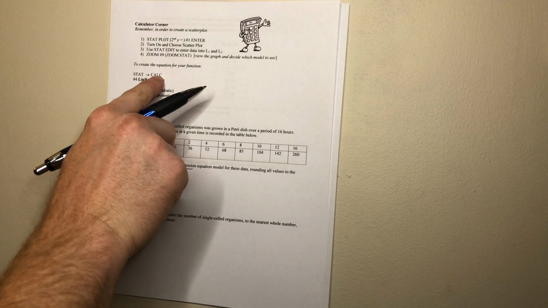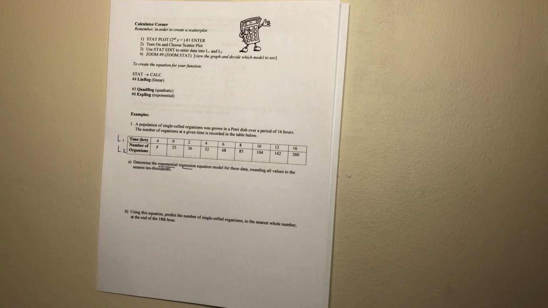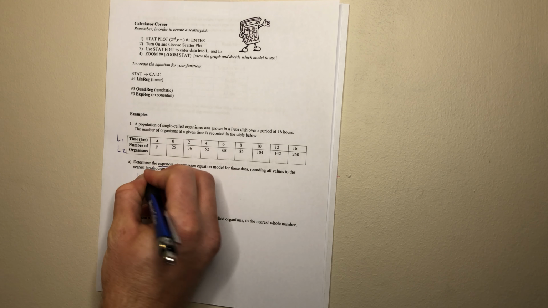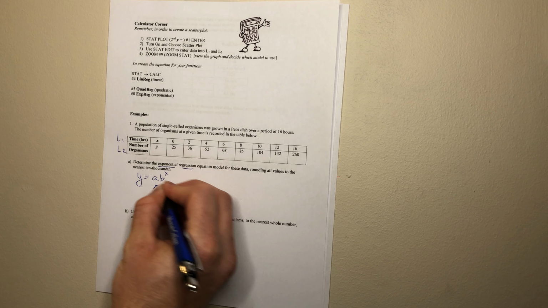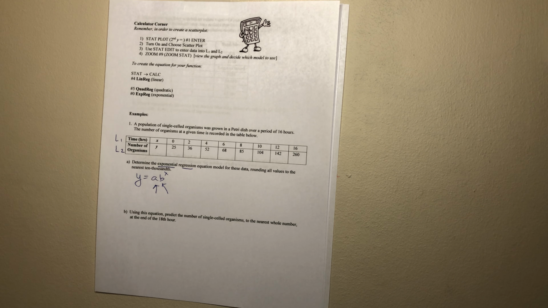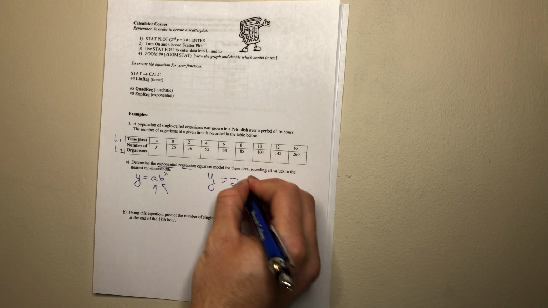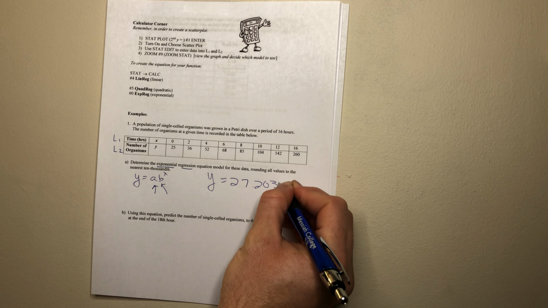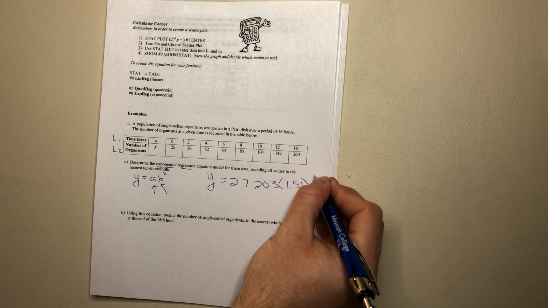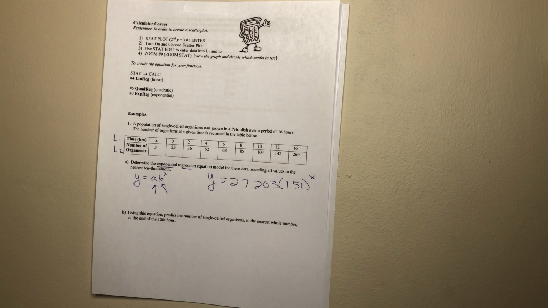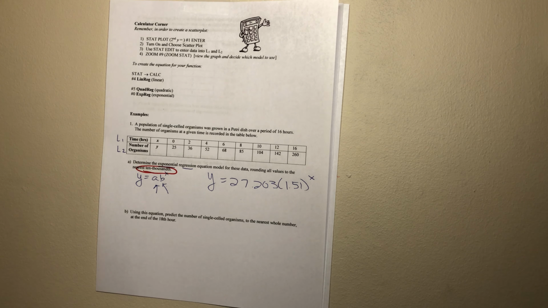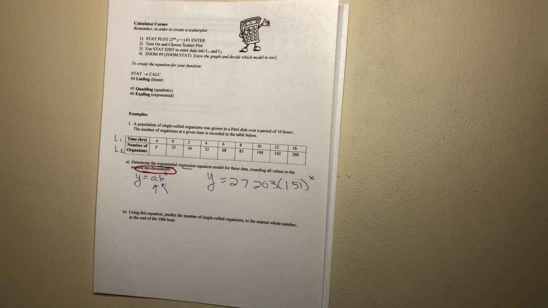So you're going to hit stat calc 0. And it's going to put it in this form for you, a b to the x. It's going to give you the values of a and b, and all we're going to do is replace those. So we're going to get y equals 27.203 times 1.51, raised to the x, and that's our exponential model for this. Now, this one was nice. It did tell us how to round to the nearest 10,000th. So that is that.